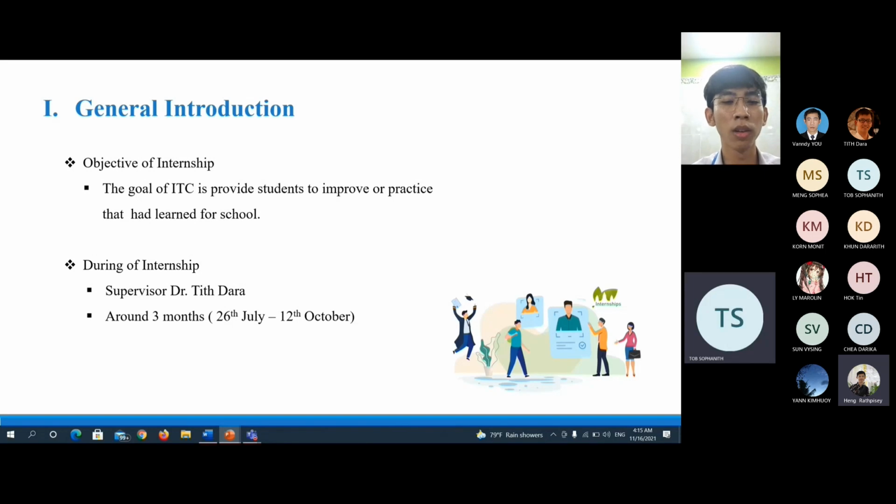And then I got a chance to do research with Dr. Tadara. The research lasted 3 months, from 26 July to 12 October 2021.